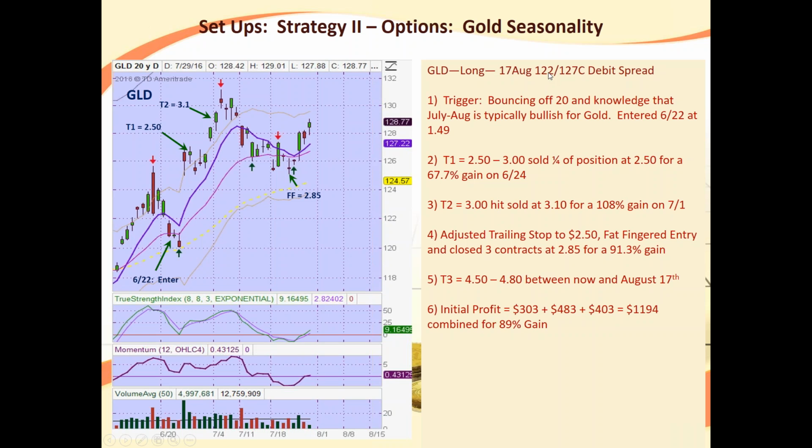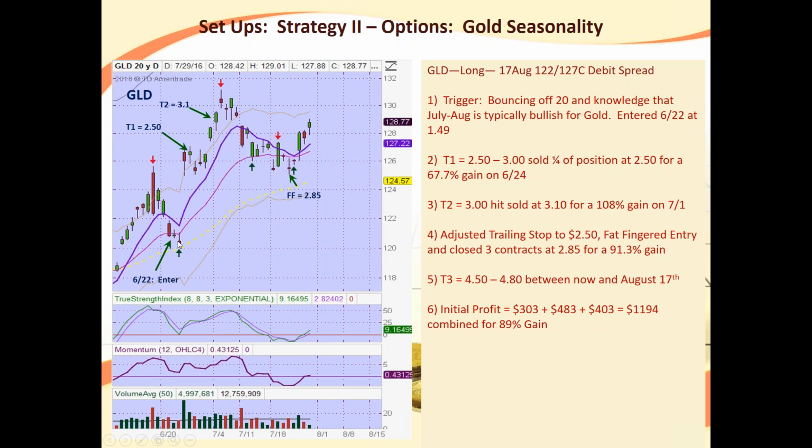But what we did was we did a debit spread. We bought this spread, which was to buy the 122, sell the 127 call spread that expired 17 August. It was triggered on a bounce off the 20, entered at $1.49. That's how much this spread cost us. We bought 12 contracts, and then we basically split it where we'd sell a quarter of that at various areas.